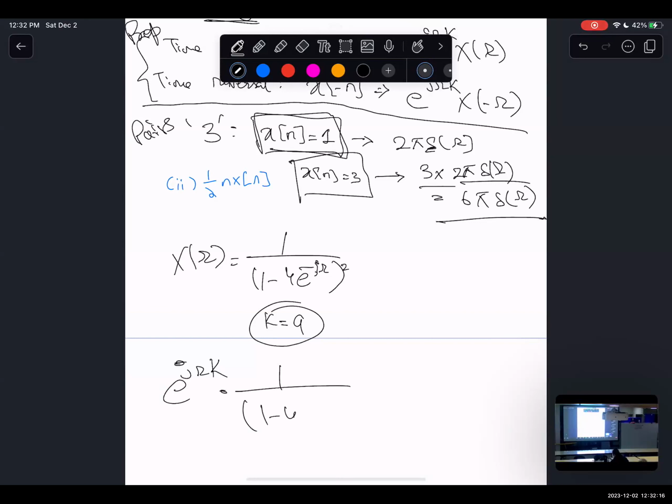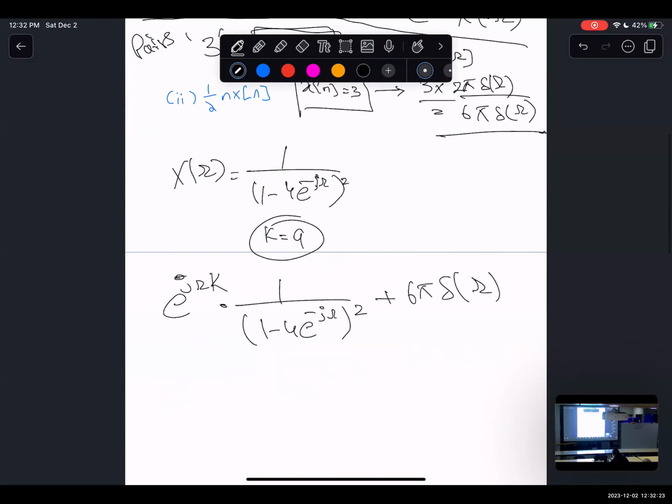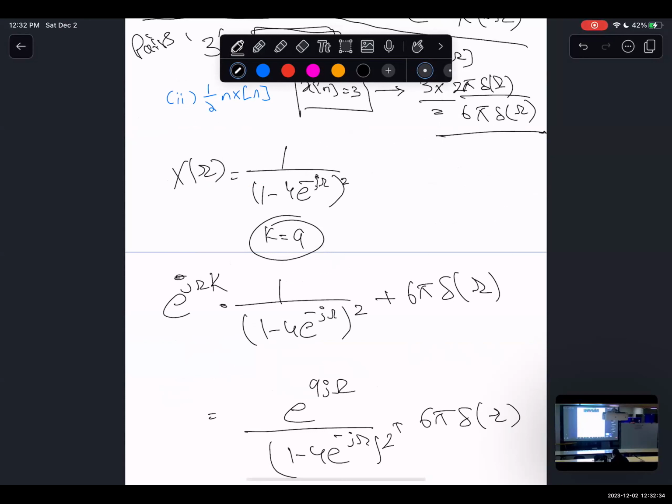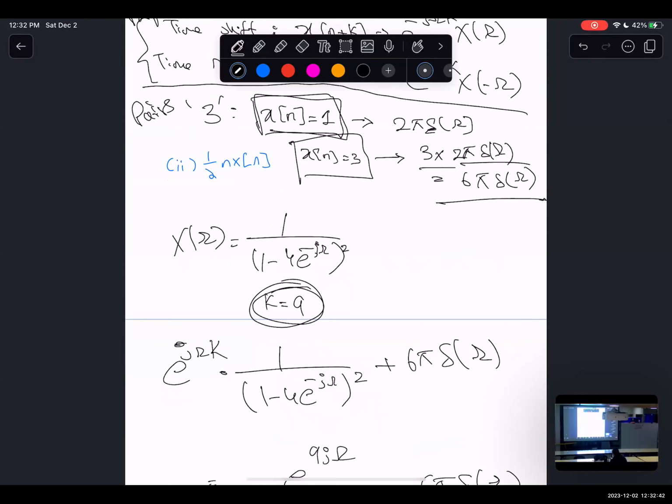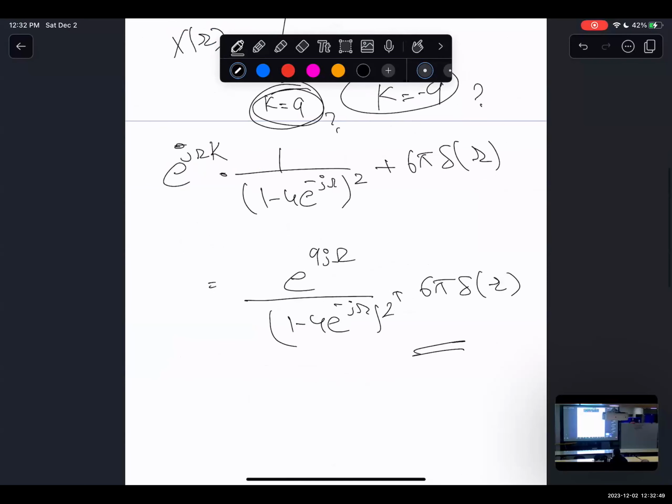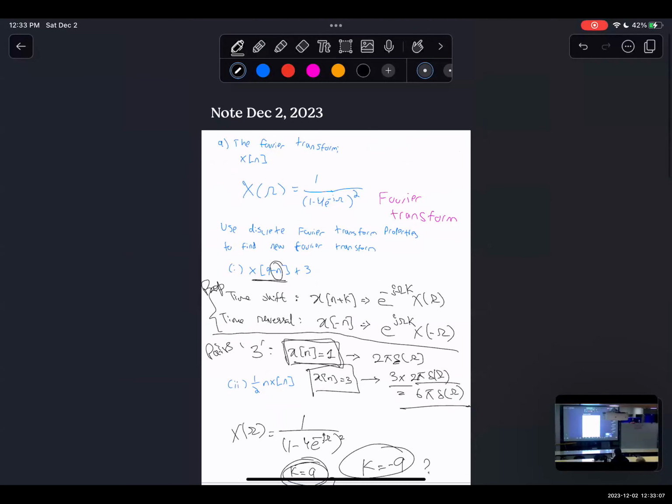This times 1 minus 4 e to the power minus j omega square plus 6 pi delta omega, and this would give us e to the power 9j omega by 1 minus 4 e to the power minus j omega square plus 6 pi delta omega. Is it 9 or is it minus 9? It's positive 9. Why is it positive 9? Because if we do the time reversal, it's negative n plus 9. If you switch the negatives, it would be n minus 9.